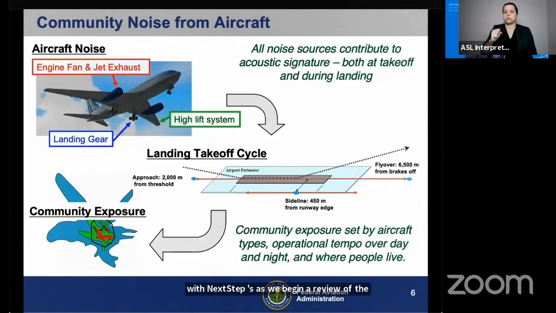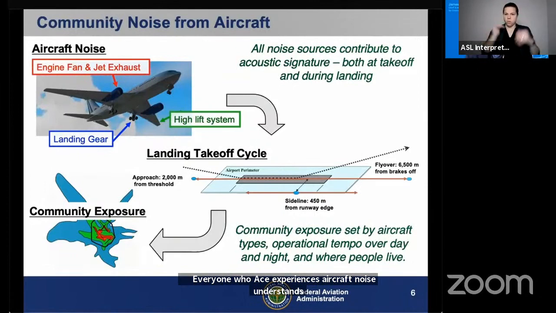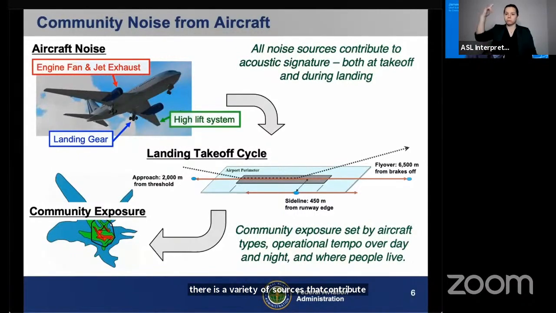So when one considers noise from aircraft, it's important to think about the two perspectives that we in the FAA think about. Everyone who experiences aircraft noise understands that there's a variety of sources on an aircraft that contribute to the noise that we hear. As an aircraft passes overhead, you'll hear the engine fan, the high lift systems, the undercarriage if it's on approach. You'll hear the jet exhaust as it's flying away from you. And depending on takeoff or approach and the specifics of the procedure, these will have varying loudness.